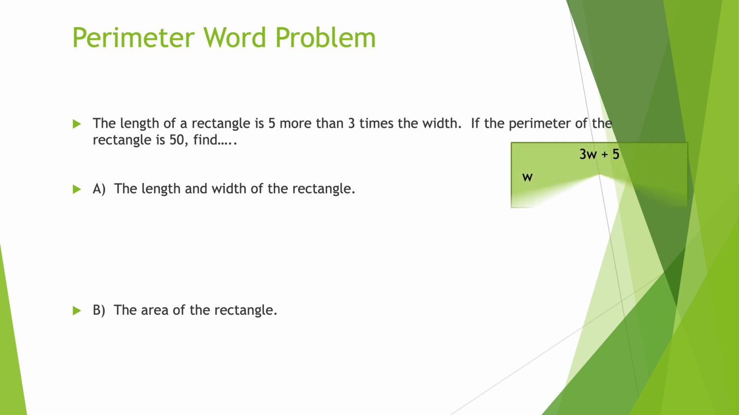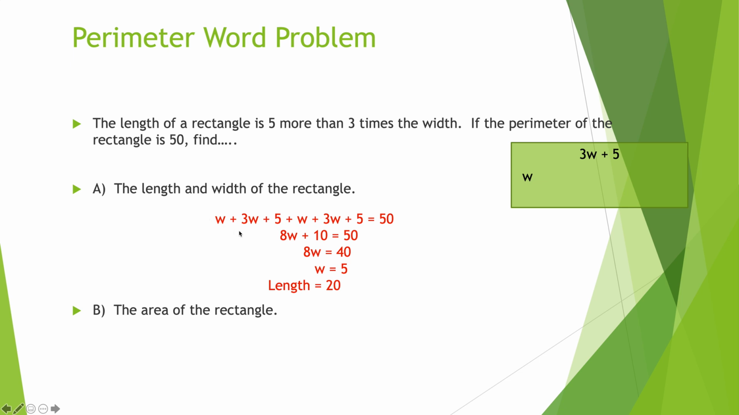Okay, so here's my rectangle, and it says that the length is 5 more than 3 times the width, so I add this time. Still last shall be first, first shall be last. W is width, and the length is 3w, 3 times the width, plus 5, more than. Okay, correct equation. Here's my left side w, my top w, my right side w, my bottom w.